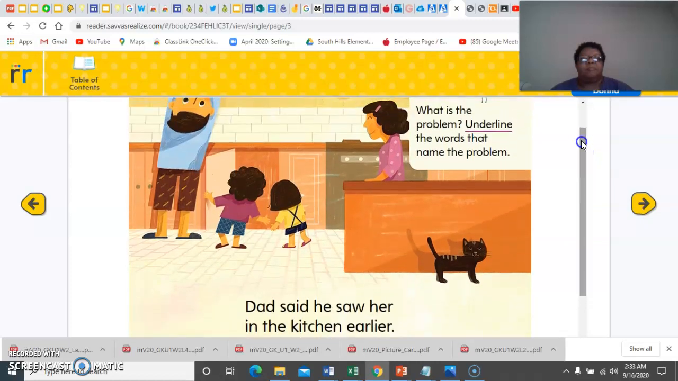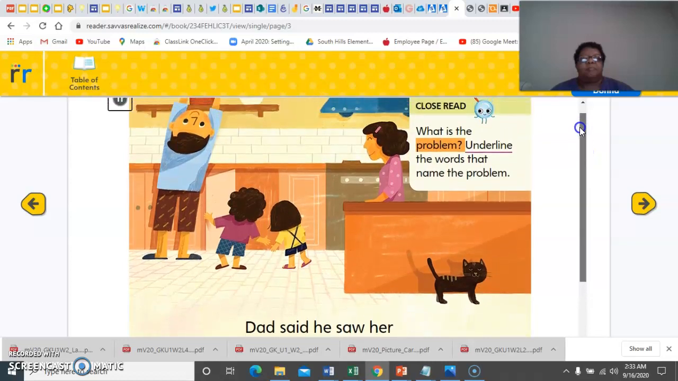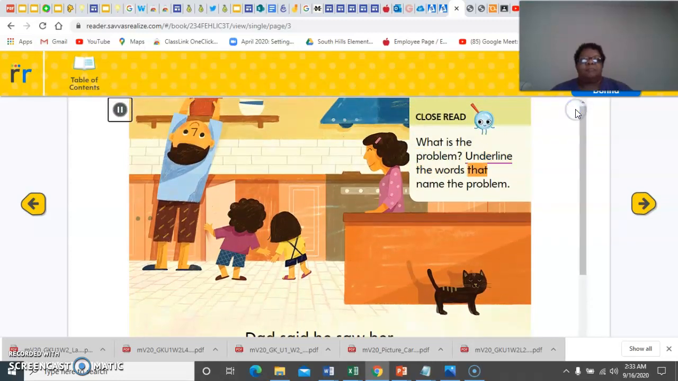Close read. What is the problem? Underline the words that name the problem.